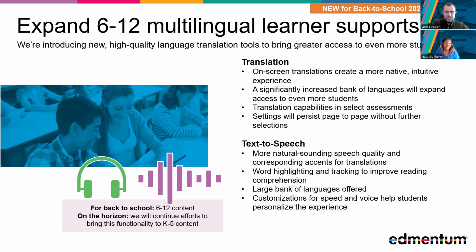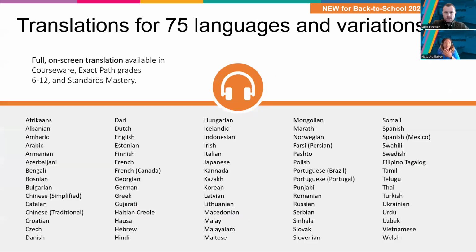So it's super handy now, especially for those students that are utilising ExactPath for the first time, maybe they're in an older grade level as well. We're having that extra support. So it is for over 75 different languages. We've got different variations in there as well. But this is across courseware, ExactPath, grade 6 to 12, standards mastery as well. So we've got a whole bank of support readily made for you in the platform.